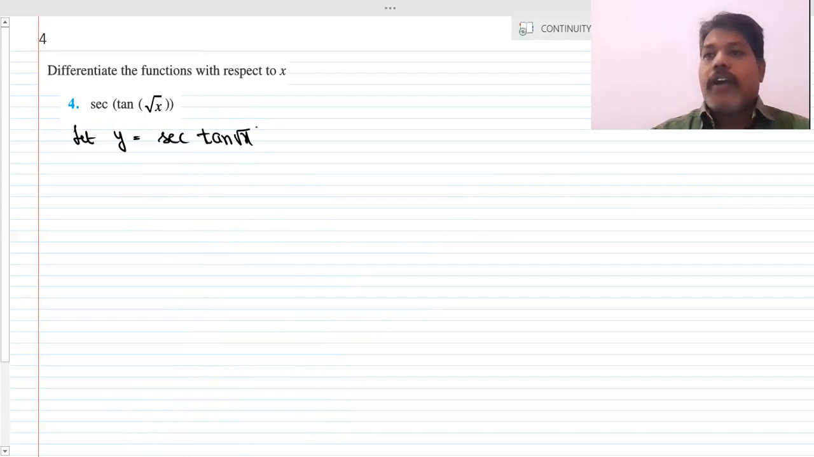So here you have to understand that there are three functions. Secant is one function, tan is one function, and root x is one function. So total three functions are there. You have to know what the derivatives of these functions are. First you have to write down the formulas.